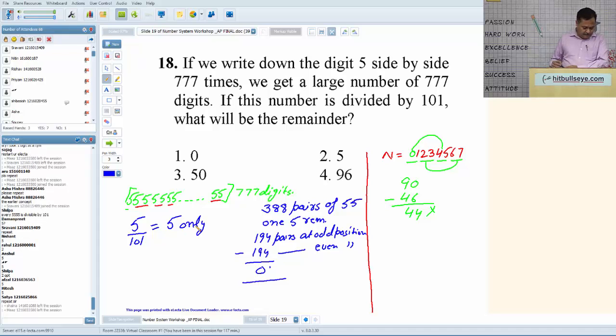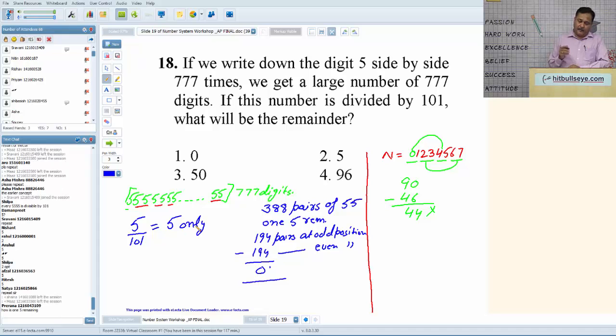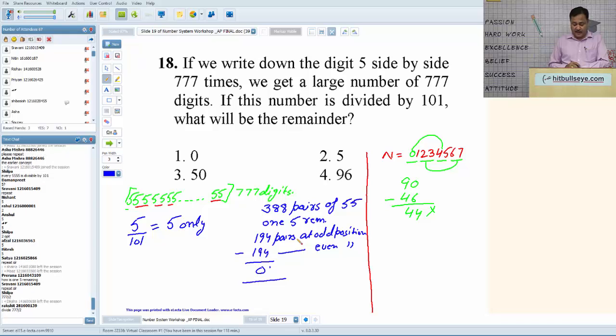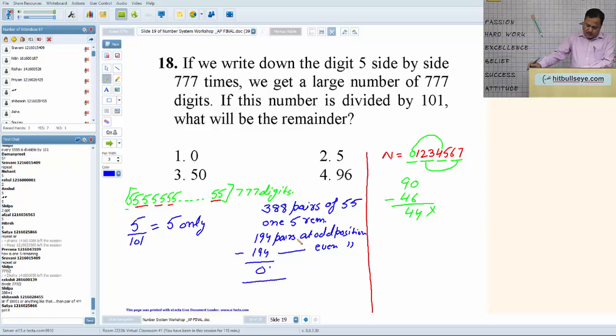So for 101, what we have to do is make pairs of 2 digits at a time from the unit digit. We see that there are 388 pairs of 55 and a 5 remaining. There were 194 pairs at odd positions and 194 pairs at even positions, and the difference between the sum of these two is 0. Remaining there is only 5, and when 5 is divided by 101, the remainder is 5 only. So the answer is 5 for this question.